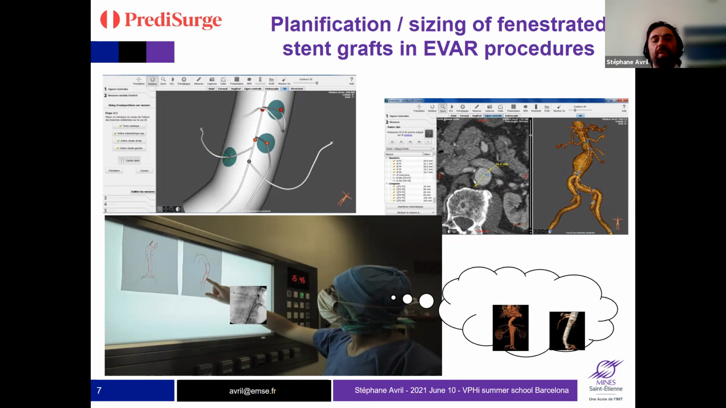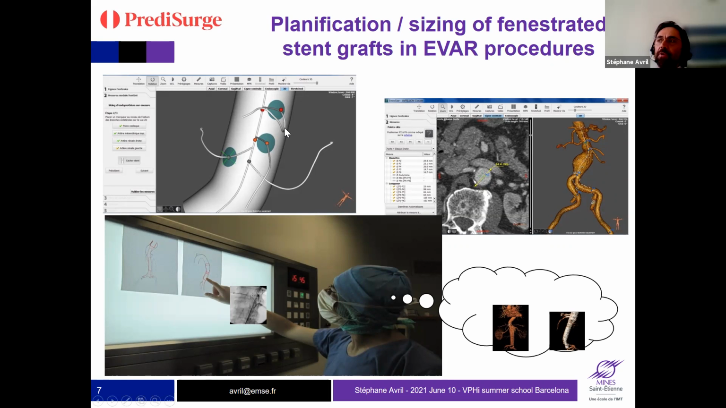To get to something which is concrete and has applications every day for surgeons, is to provide planification, sizing of stent grafts, which are used to treat these aneurysms. So the surgeons bring these stent grafts from catheter, so it's minimally invasive surgery in a way. This is called EVAR. But the problem is that when the aneurysm of the aorta covers some branches like the renal arteries, then the stent grafts need to be customized with holes that we call fenestrations.